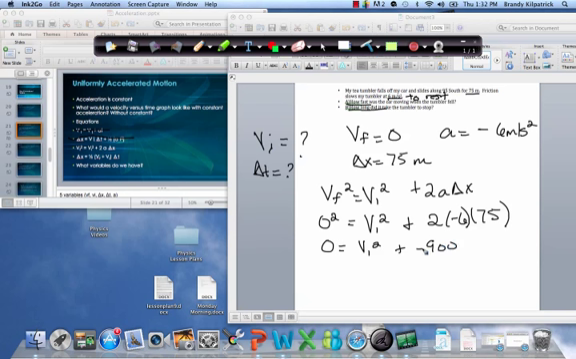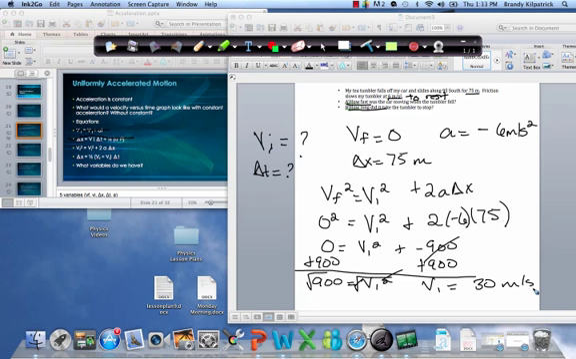Okay, so now to solve this, I need to get rid of everything that does not have the variable. So VI squared, we're going to leave that alone for now. Get rid of everything else. Since we're subtracting 900 here, we're going to add 900 to both sides. So 900 is equal to VI squared. Now to get rid of the squared, we're going to do the square root. The square root will cancel the squared. So VI is equal to 30 meters per second. So that's the first part.